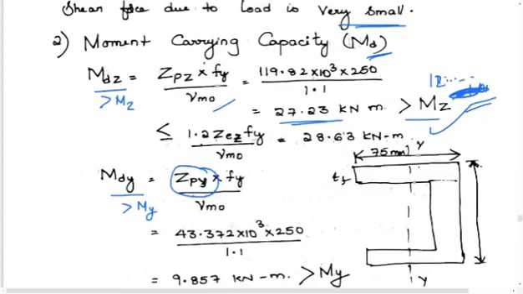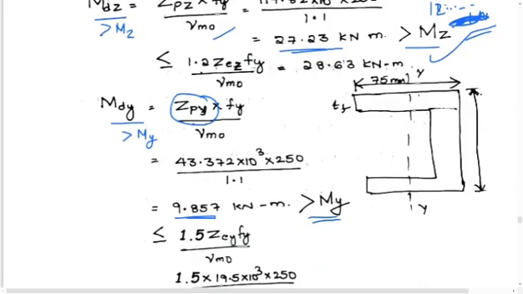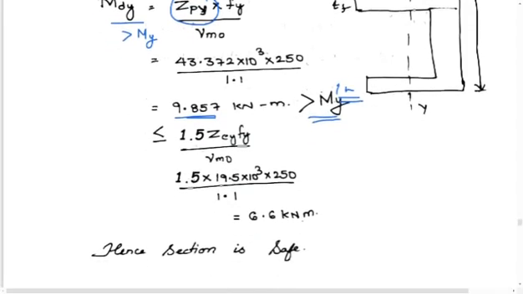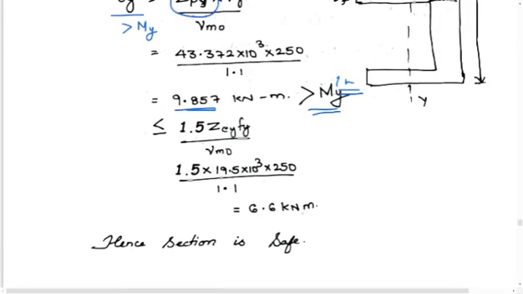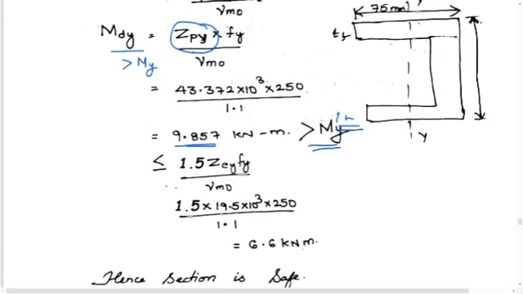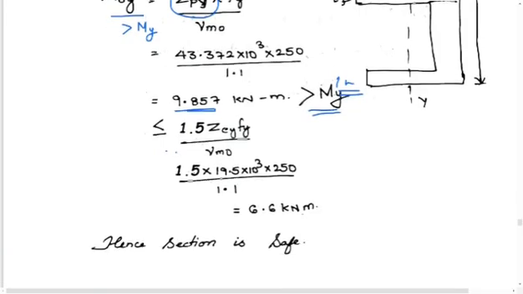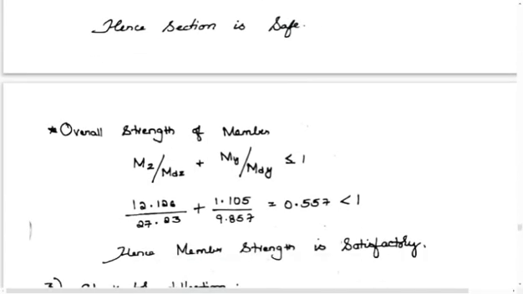12 point something, and this is 1 point something. Okay, so here also this condition is going to be satisfied, but of course still this is MD by greater than My, therefore the section can be taken as safe. Now find out the overall strength of the member. If the section satisfies this equation, then it can be said that this member has a sufficient amount of strength to avoid buckling and crippling failure.